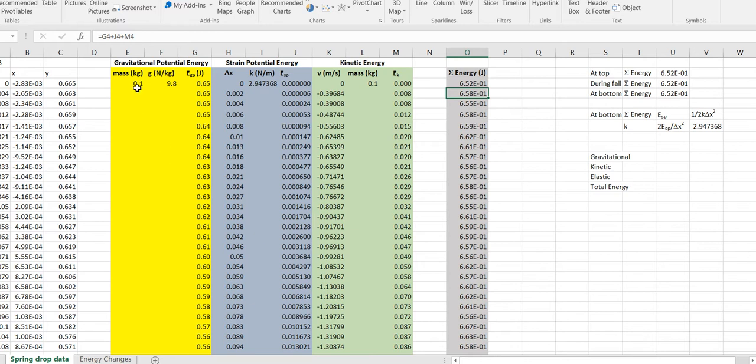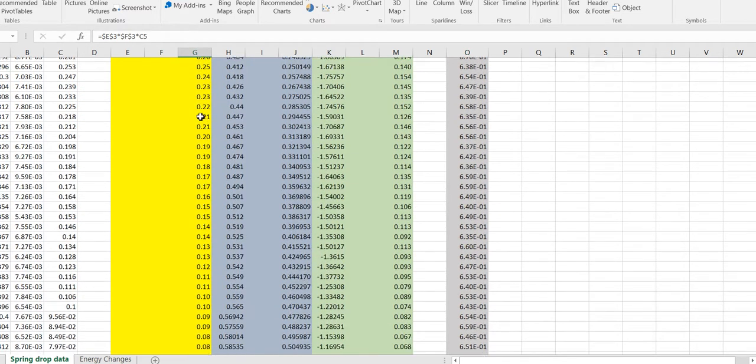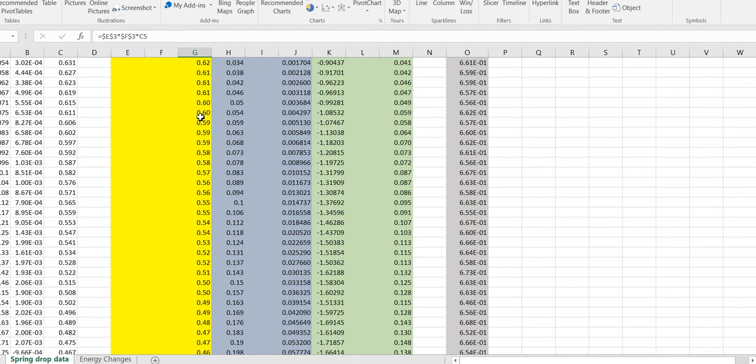From that, I was able to use the mass of 100 grams, or 0.1 of a kilogram, and the gravitational field strength of 9.8, multiply that by the vertical displacement, and I can work out my gravitational potential energy for every frame of that particular test or video.